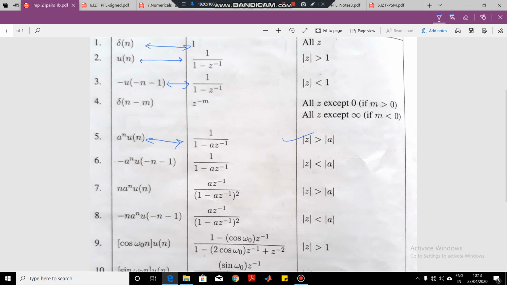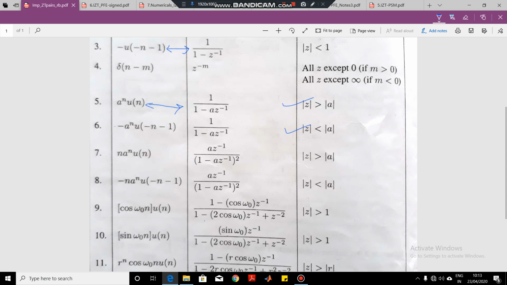A similar signal is here. The z transform is same for both the signals, 1 upon 1 minus a z raised to minus 1, but their ROCs are different. So less than specifies that it is a non-causal signal, greater than specifies that it is a causal signal. Similarly, you can have a signal like this, n into a raised to n u of n. So you have to remember the standard pair, which is equal to this. Here two properties we have to apply: multiplication with a raised to n and multiplication with n. So we get this z transform.